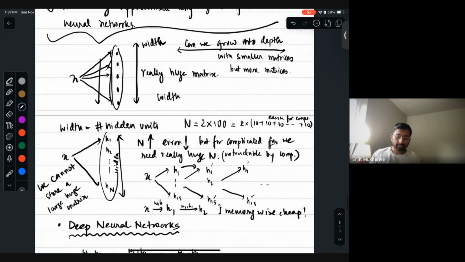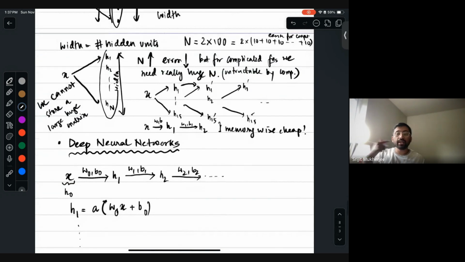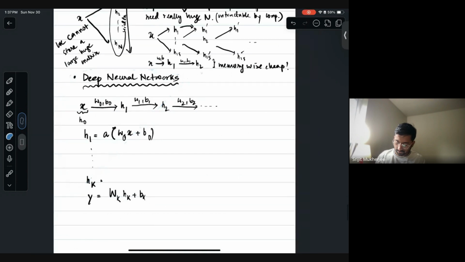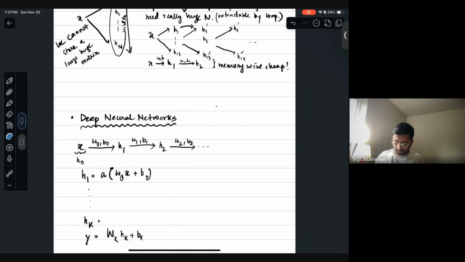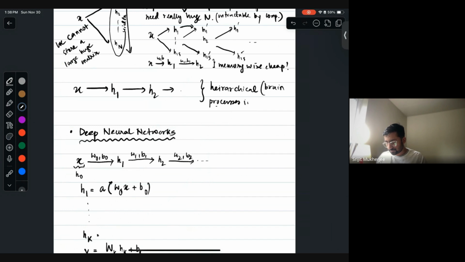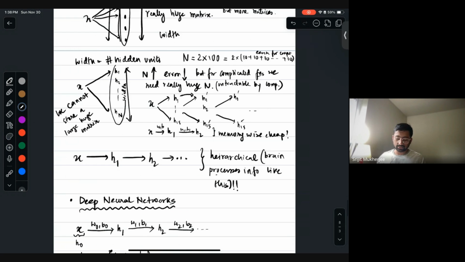and the interesting thing is that due to this memory storage, our brain also works like this. This is called hierarchical. We first calculate h1, then use h1 for the next h2. This is called hierarchical. And this is also our brain. Our brain actually stores information like this. Brain processes information like this. This is very important to understand. Our brain processes information like this.